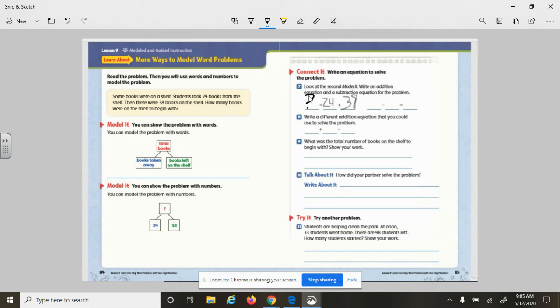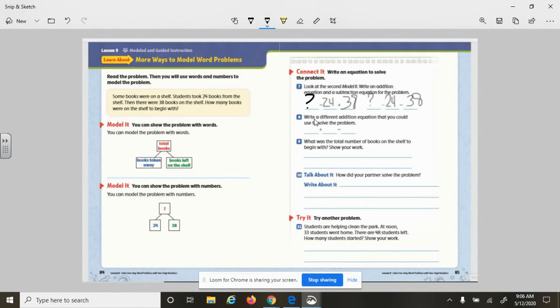Another way that we could do that is to say, I don't know the whole number. And the whole number always comes first when I subtract. So my question mark has to come first. But I know if I have that whole number and I take 24 books off the shelf, that there are going to be 38 left. So these are two different ways that you could solve this with addition or subtraction.